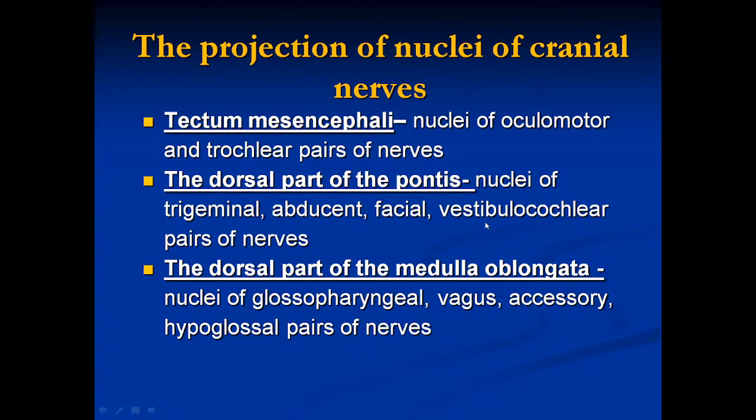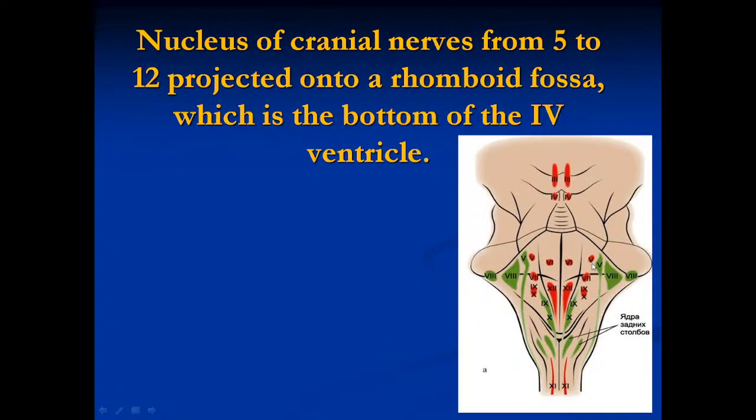The projection of the nuclei of cranial nerves. At the level of the tectum of mesencephalon, are located nuclei of the oculomotor and trochlear pairs of nerves. At the level of the dorsal part of the pons, are located nuclei of trigeminal, abducens, facial, vestibular-cochlear pairs of nerves. And at the dorsal part of the medulla oblongata, are located nuclei of glossopharyngeal nerve, vagus, accessory, and hypoglossal. You must know this information.